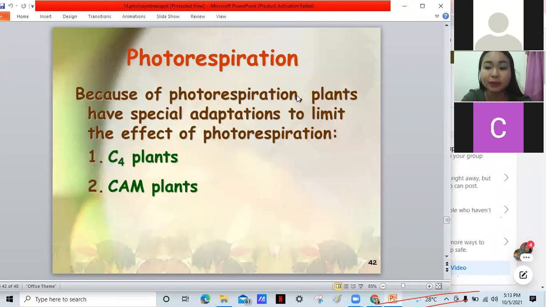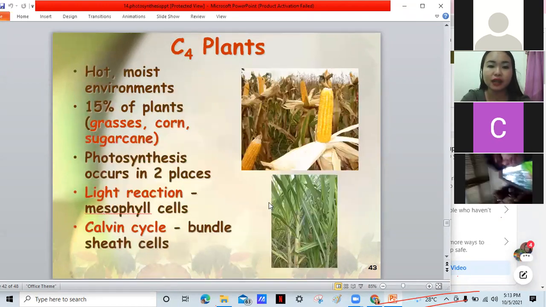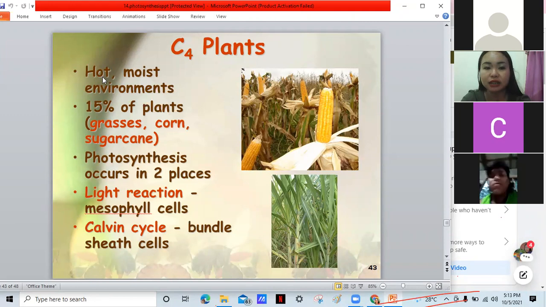Because of photorespiration, plants have special adaptations to limit its effect. Some plants do not survive, while others, like the C4 plants and the CAM plants, do. When we say C4 plants, these are plants which thrive in hot, moist environments. They constitute 15% of plants, like the grasses, corn, and sugarcane. These plants are able to adapt to very hot and moist environments.